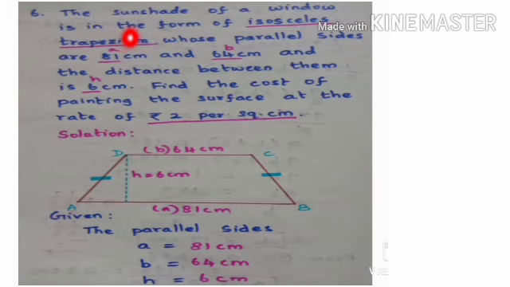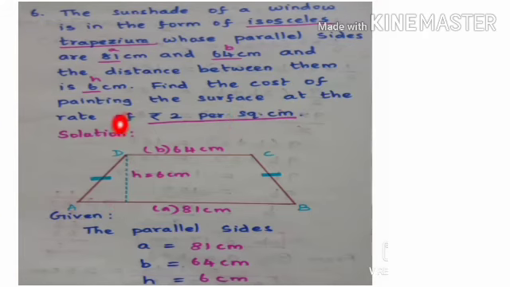Students, here is the sixth problem. The sunshade of a window is in the form of an isosceles triangle, that is, an isosceles trapezium, whose non-parallel sides are equal and whose parallel sides are 81 centimeter and 64 centimeter. That is, a and b are given. a is 81 centimeter and b is 64 centimeter. And the distance between them, that is the h value, is 6 centimeter.